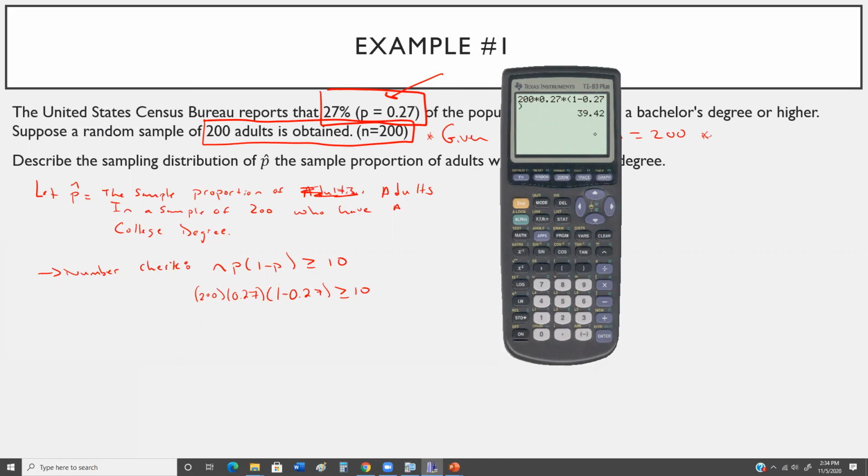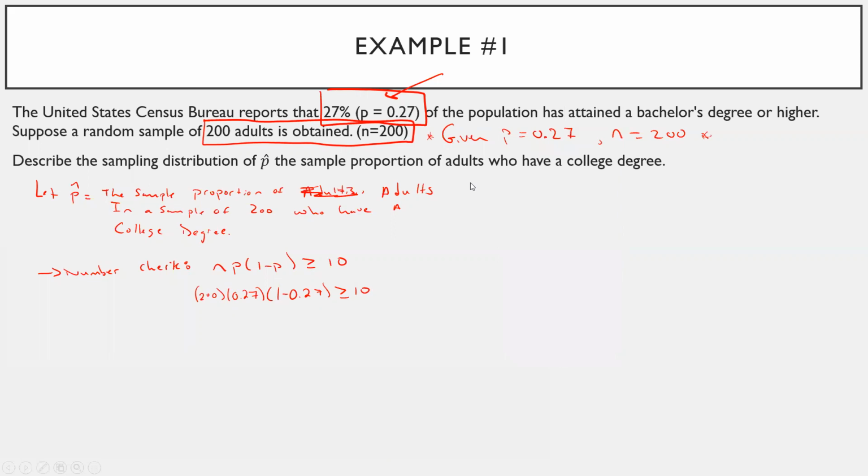I'm just curious, did anybody follow along and get that number? I got one yes. All right, thanks everyone. 39.42. Do you notice how 39.42 is greater than 10 here? So what I'm saying is the number checks out. Okay, so this checks out.